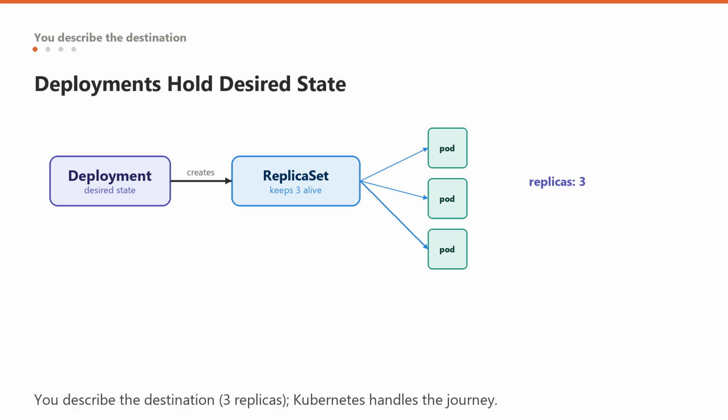If you want to scale, you change the number from 3 to 10, and the replica set adds 7 more. If you deploy a new version, the deployment performs a rolling update, replacing pods a few at a time, so there's never any downtime, and it can roll back instantly if something's wrong. You describe the destination. Kubernetes handles the journey.